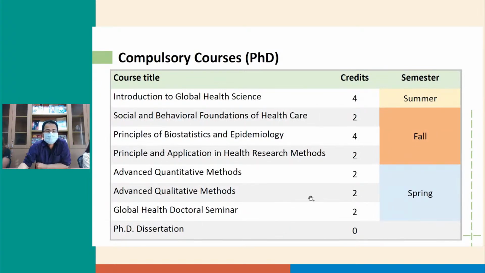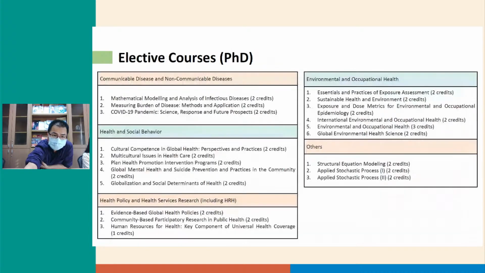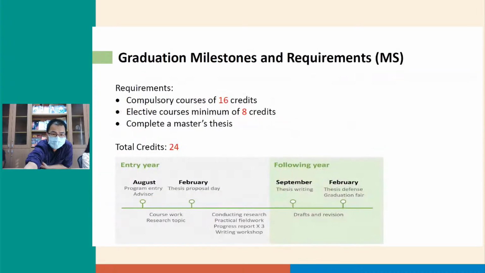And the list is compulsory courses for PhD students. And these are elective courses for our PhD students. And actually, you can find this information on our website. And next, we want to tell you about the graduation milestones and requirements for our master students.